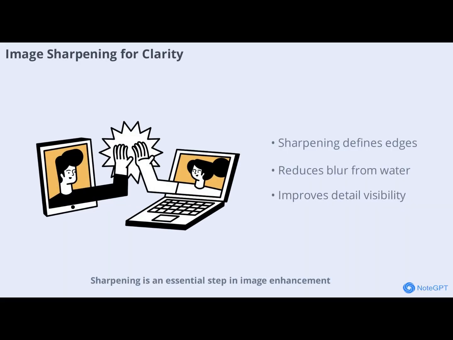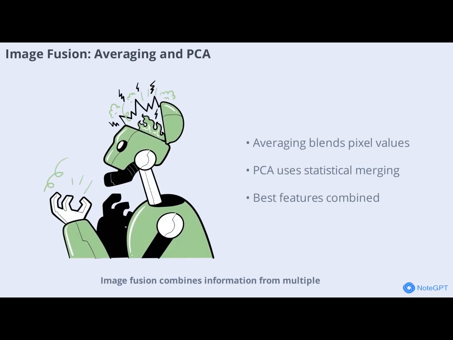Sharpening is an essential step in image enhancement. It increases the definition of edges, making objects and features more distinguishable. In underwater images, sharpening helps counteract the blurring effects caused by water turbidity and light scattering. By applying sharpening filters, the final image appears clearer and more detailed, which is especially valuable for scientific analysis and visual documentation.